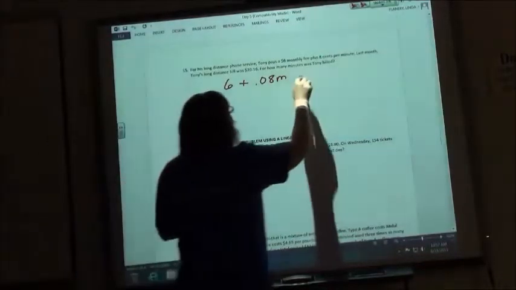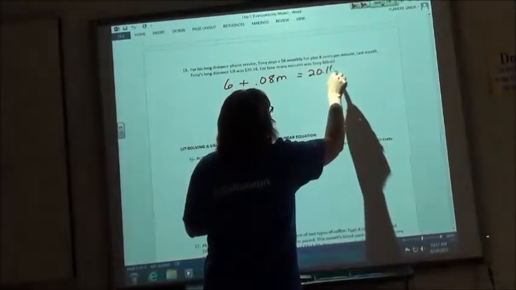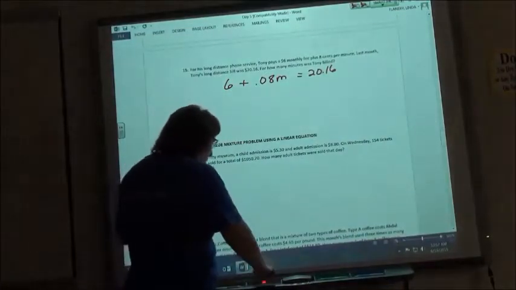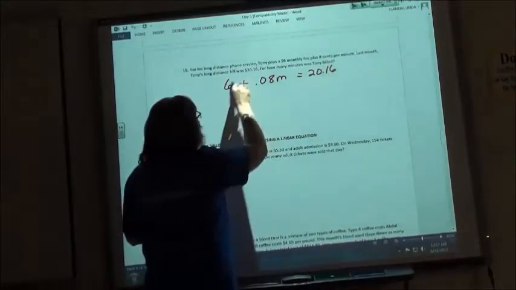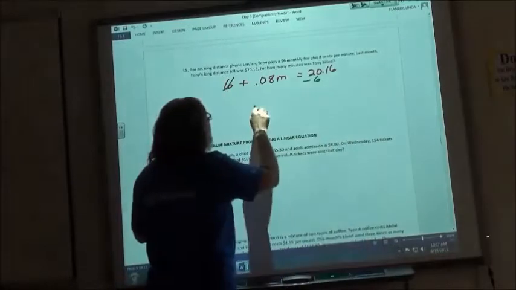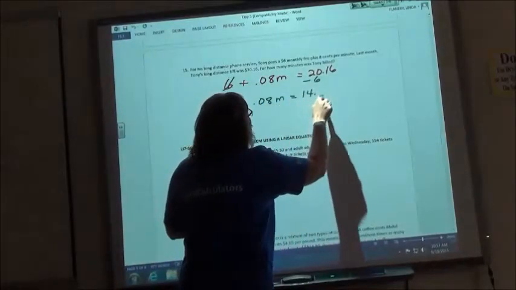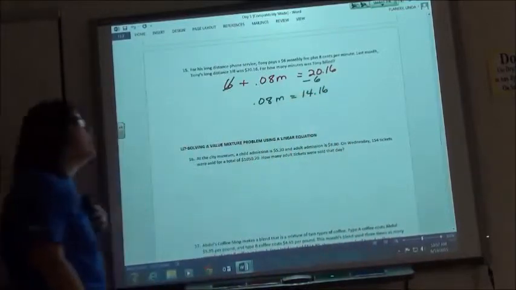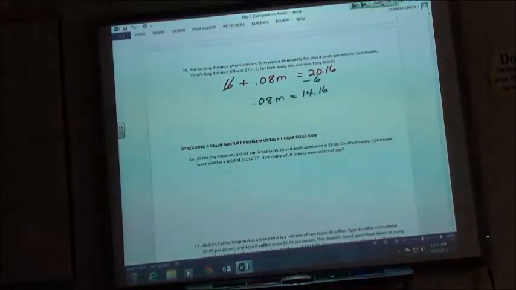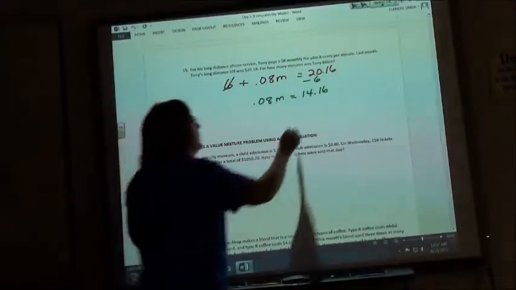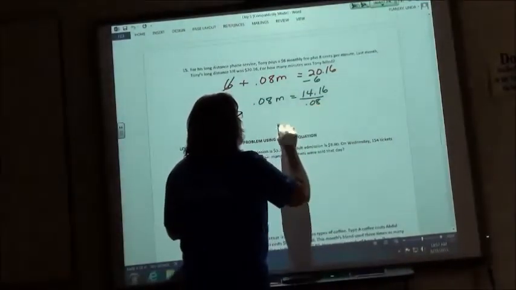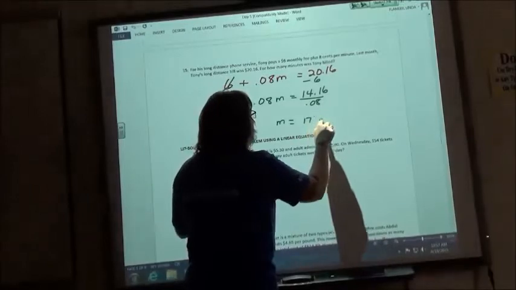The bill ended up being $20.16. So again, if I go ahead and solve that, I'm going to start by subtracting my $6. So 8 cents times the number of minutes equals $14.16. That was the amount that he paid for just the phone calls without the monthly fee. And if we take our $14.16, divide it by our 8 cents per minute, the number of minutes was 177.